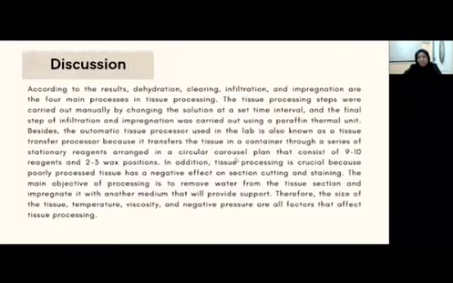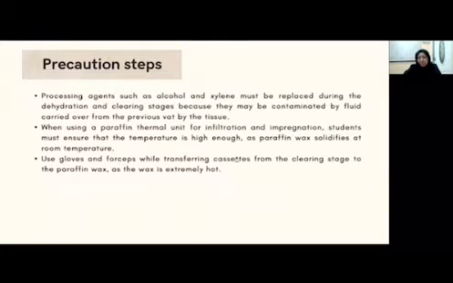From the result, tissue processing is crucial because poorly processed tissue has a negative effect on section cutting and staining. The main objective of processing is to remove water from the tissue section and impregnate it with another medium that will provide support. Also, there are a few precaution steps, such as processing agents like alcohol and xylene must be replaced during the dehydration and clearing stage.